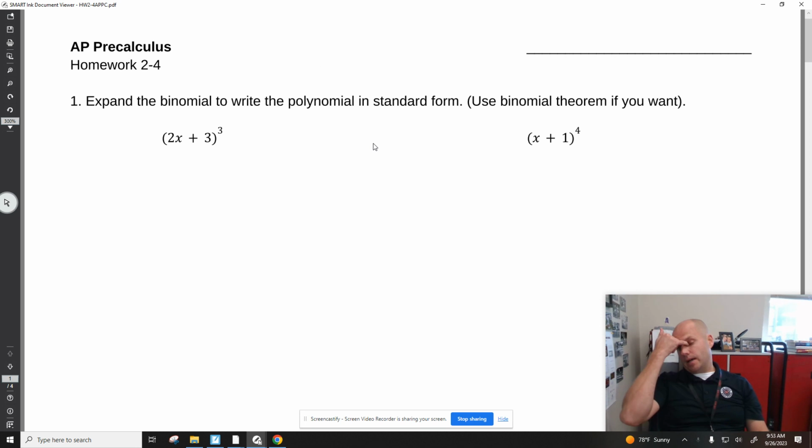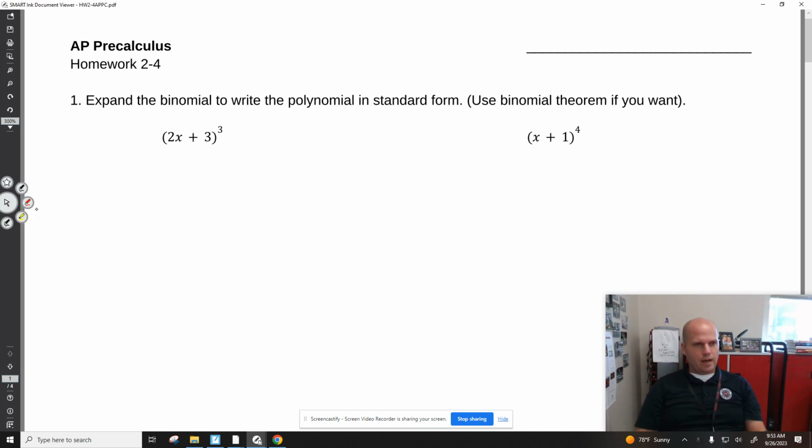We learned about expanding binomials, how it's not as easy as cubing 2x and saying this is 8x cubed, and cubing 3 and saying that's 27. You know better than that. What we do instead is either brute force it or use the binomial theorem and Pascal's triangle. Okay, I'm going to do both.